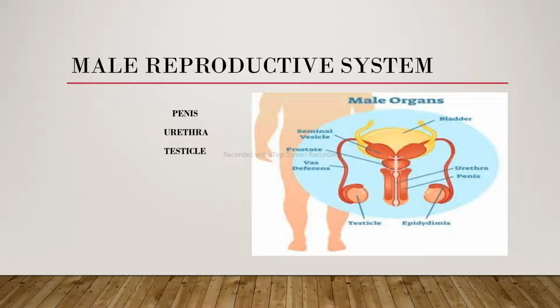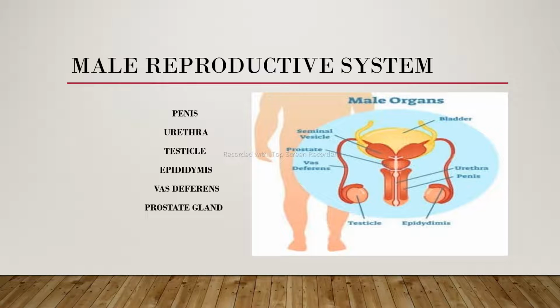Next is the epididymis. Epididymis is a long coiled tube that rests on the backside of the testicle. Next is the vas deferens. The vas deferens is a long muscular tube that travels from the epididymis into the pelvic cavity to just behind the bladder.